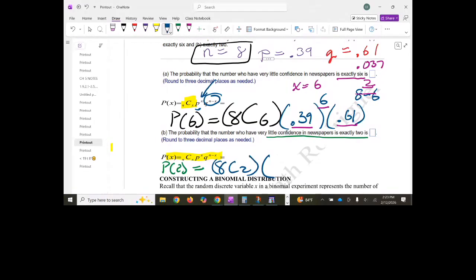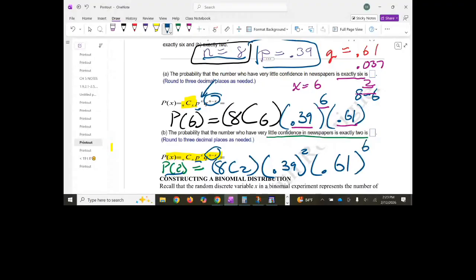The next part says we're going to take our P number. My P number, y'all, was 0.39. We're going to raise that to the 2. And then we're going to take our Q number, 0.61. Y'all, remember right up here, it says we're going to do n minus x. What's 8 minus 2? That's the number that's going to go right there, right?